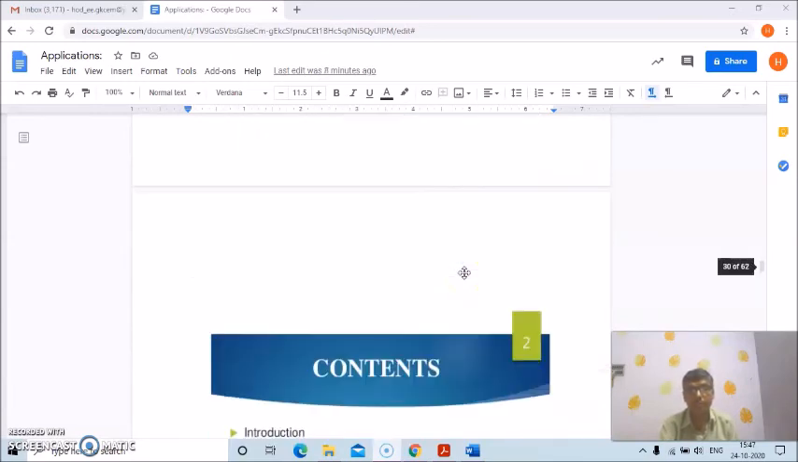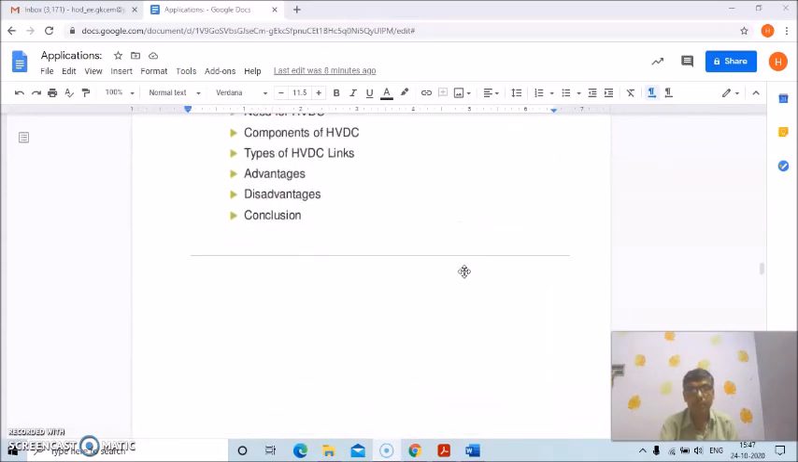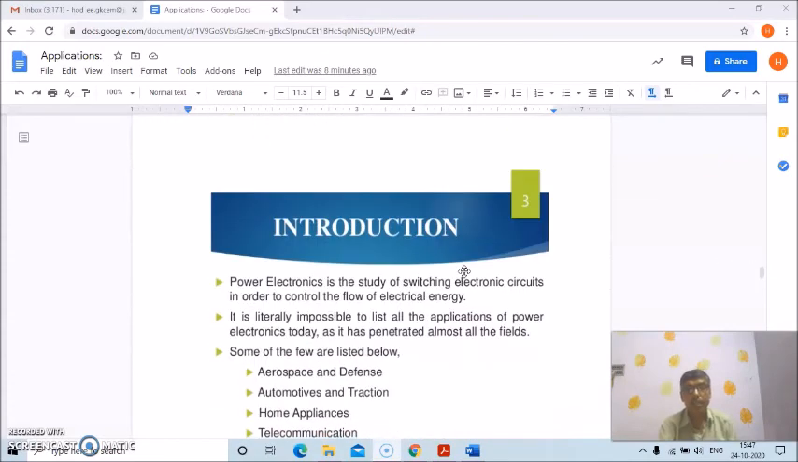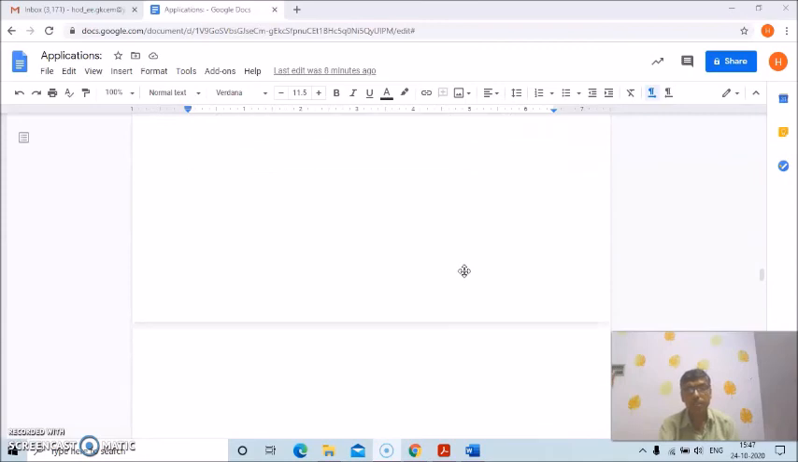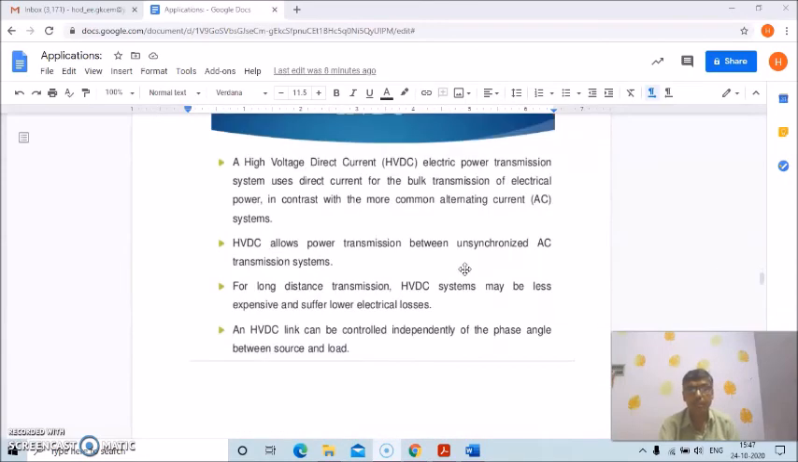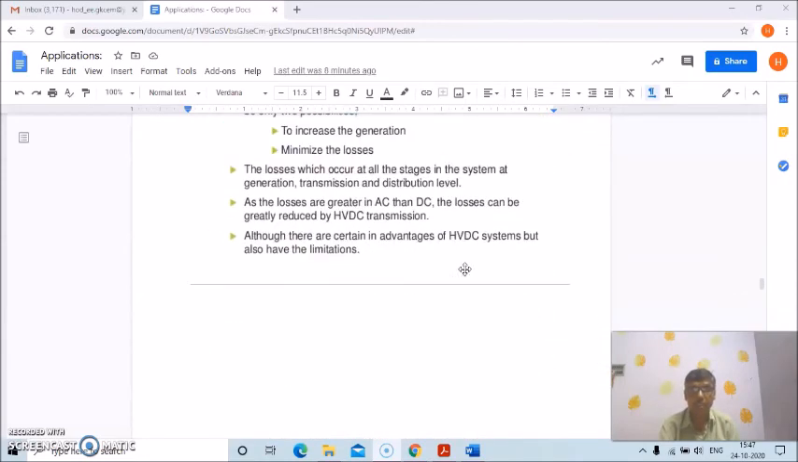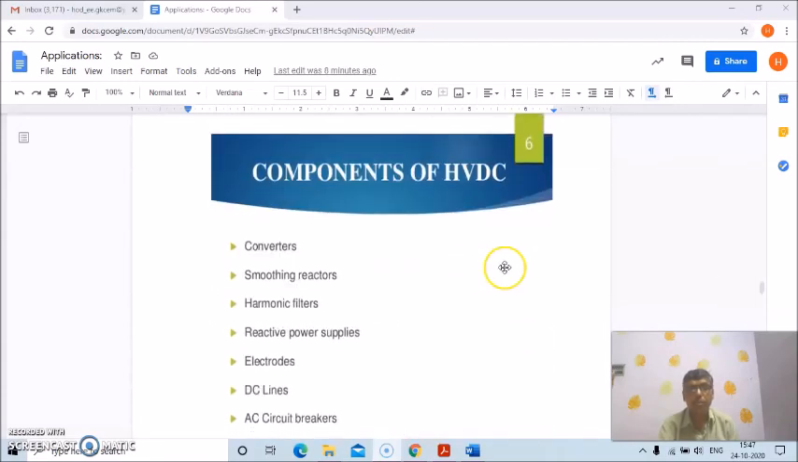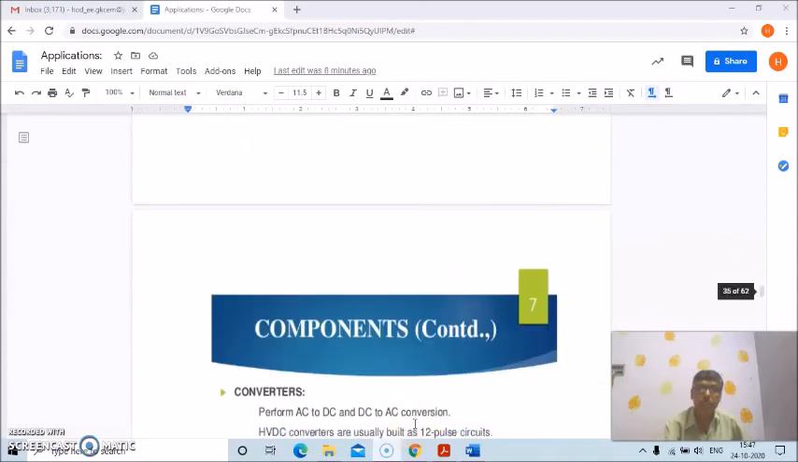Why HVDC, how it works, what are the needs, what are its components, what are its advantages, and what are the disadvantages also we have discussed in HVDC systems. The different components are converters, smoothing reactors, harmonic filters, reactive power supply, electrodes, DC lines, AC circuit breakers, etc. we have discussed.